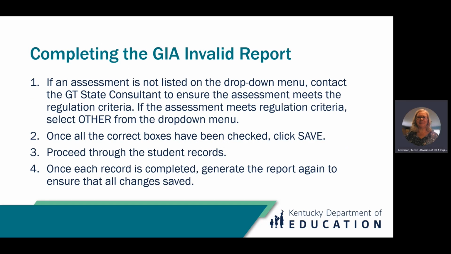If an assessment is not listed on the drop-down menu, contact the GT consultant to ensure the assessment meets the regulation criteria. If the assessment meets regulation criteria, you would select Other from the drop-down menu. Once all the correct boxes have been checked, click Save. Proceed through all the invalid records that are on the spreadsheet, and then generate the report again to ensure there are no more errors in your district.